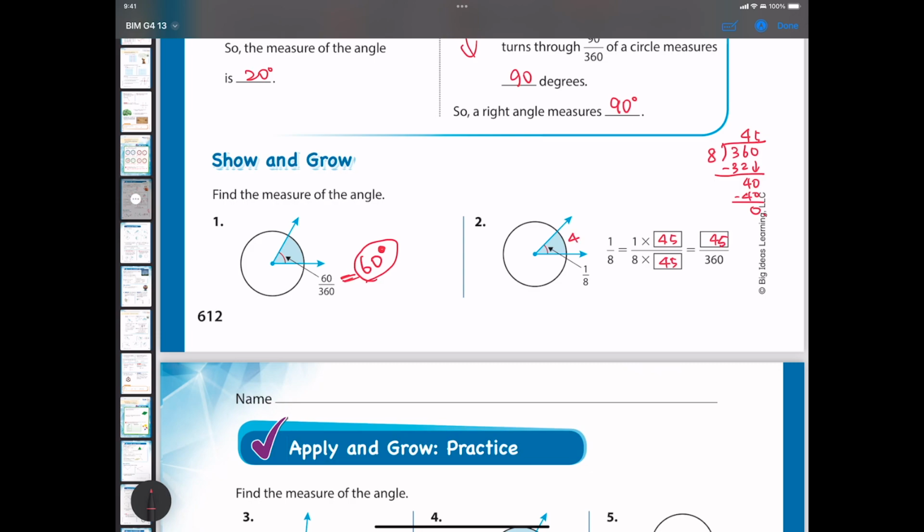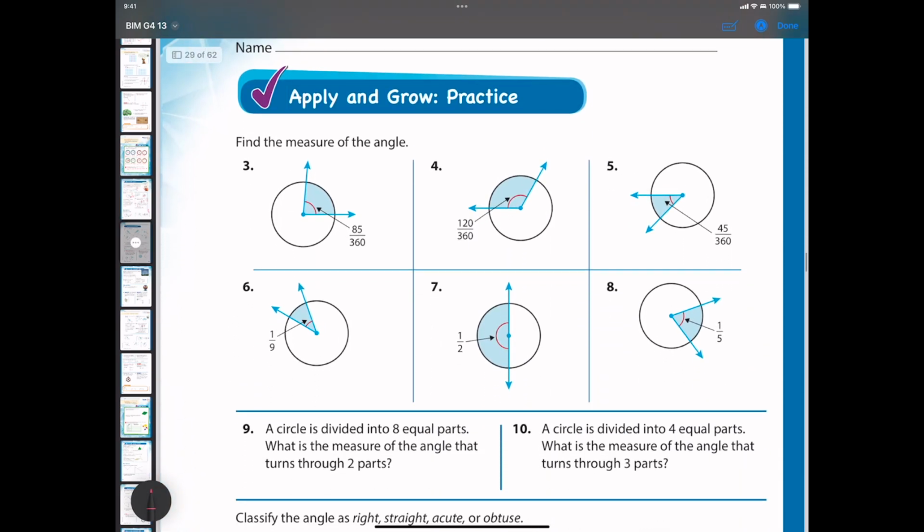That is equal to 45 degrees. All right, let's move on. Number 3.